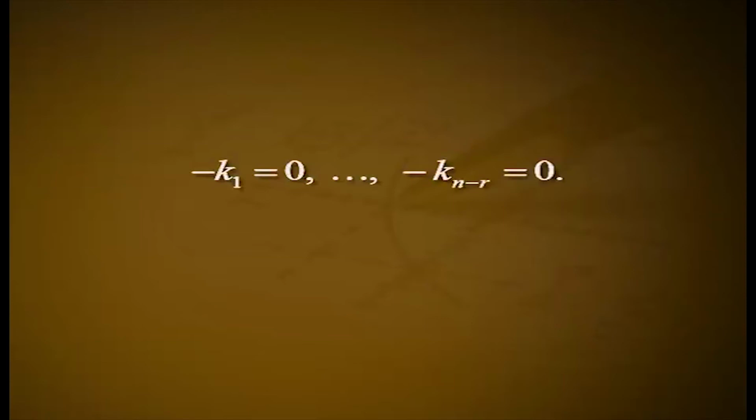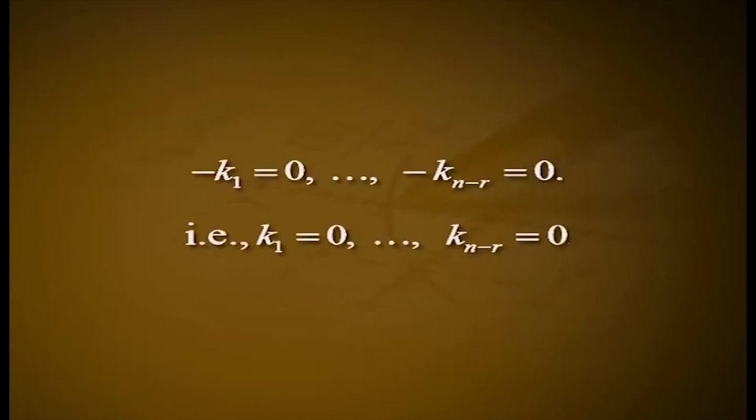Considering the r plus 1th, r plus 2th, etc., nth components of the column matrix on the left, we see that minus k1 is equal to 0, etc., minus kn minus r is equal to 0. That is, k1 is equal to 0, etc., kn minus r is equal to 0. Hence, it follows that x1, x2, etc., xn minus r form n minus r linearly independent solution vectors. This completes the proof.